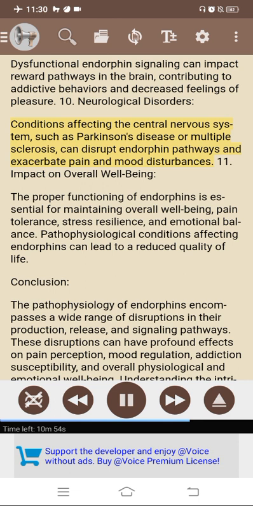10. Neurological disorders. Conditions affecting the central nervous system, such as Parkinson's disease or multiple sclerosis, can disrupt endorphin pathways and exacerbate pain and mood disturbances. 11. Impact on overall well-being.